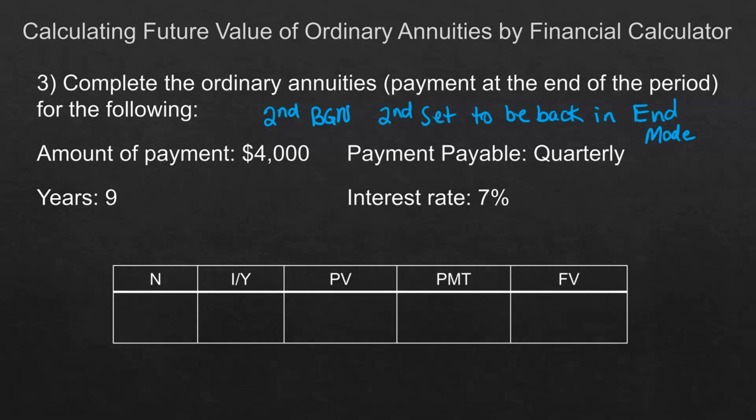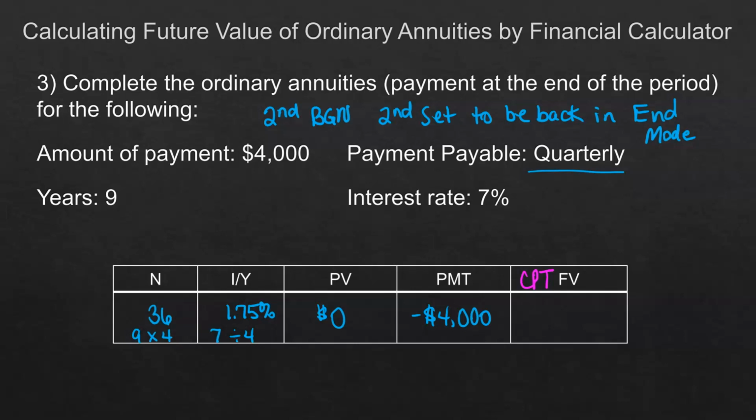Okay, now we're going to take the same problem, and we're going to do a little bit different with it. On this one, it's still going to be 9 years, but now we're on quarterly. So 9 times 4, it will be 36 periods. Our interest rate will be divided by 4, so it is 1.75%. Present value still at 0. Our payment is $4,000. And then we're going to compute future value.